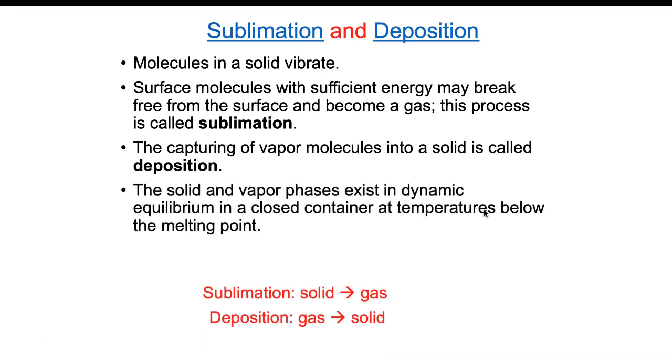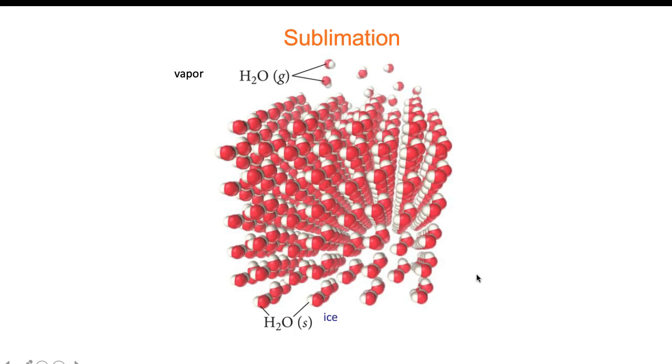The solid and vapor phases exist in dynamic equilibrium in a closed container at temperatures below the melting point. You can see that down here, these are opposite processes, but energy is always involved in going in either direction. Ice can sublime under certain conditions, when it goes directly from the solid state to the gas state, kind of skipping the liquid state. I'm going to show what will cause this to happen a little bit later.